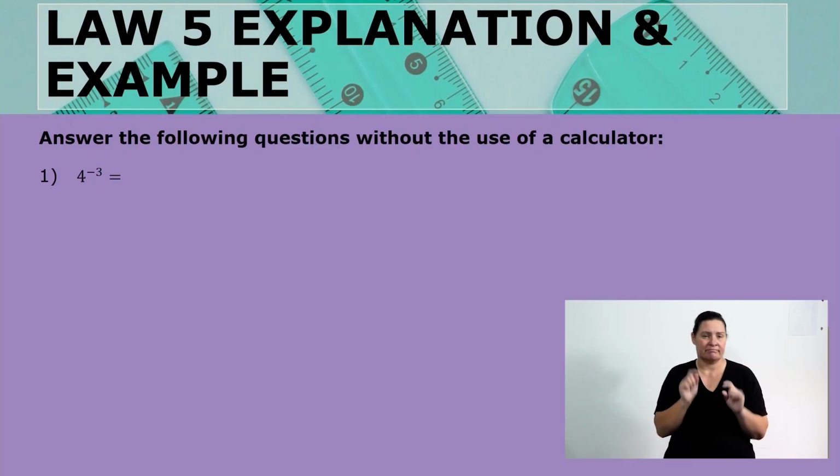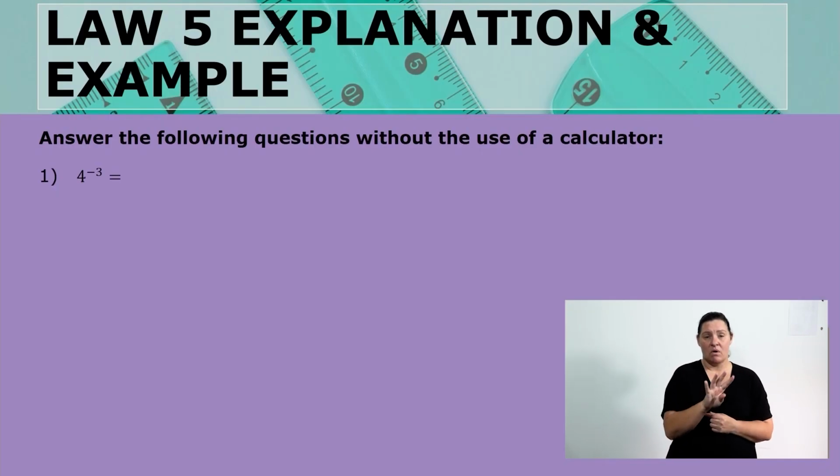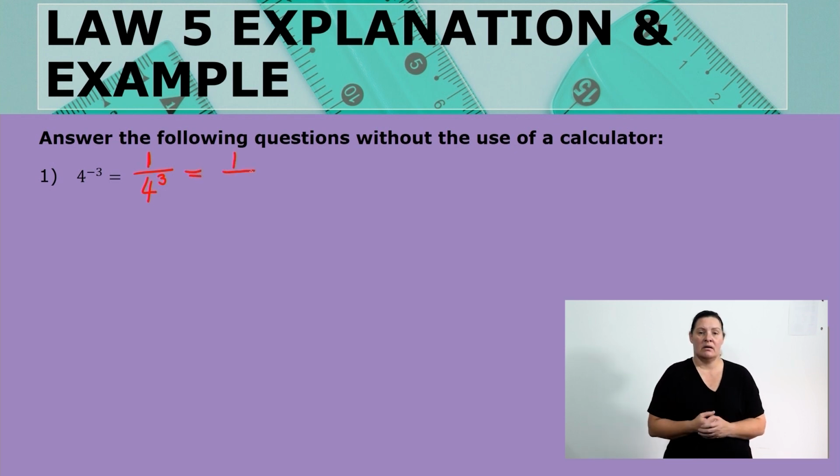So we are going to answer the following questions without the use of a calculator. Remember, our focus now is numbers or powers that have a negative exponent. So we have number 1 there, 4 to the exponent negative 3. Do you remember what happens to a number when it has a negative exponent? It becomes a denominator, and we are going to have a 1 as a numerator. We have 4 to the exponent a positive 3, right? And that will give us 1 divided by 64.